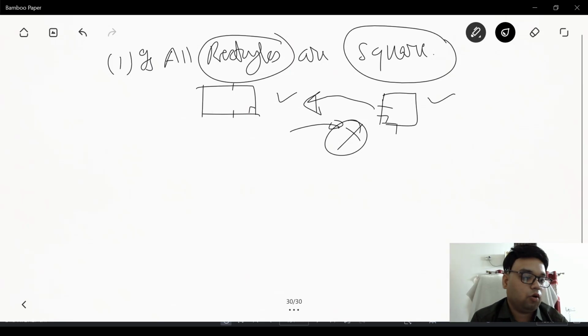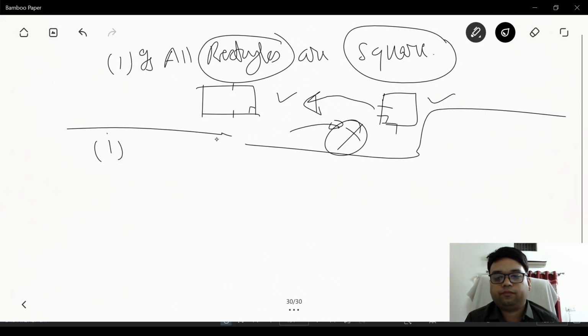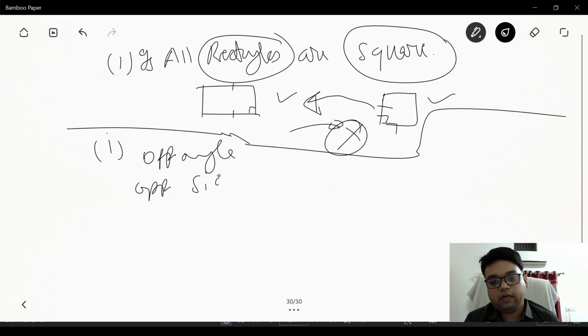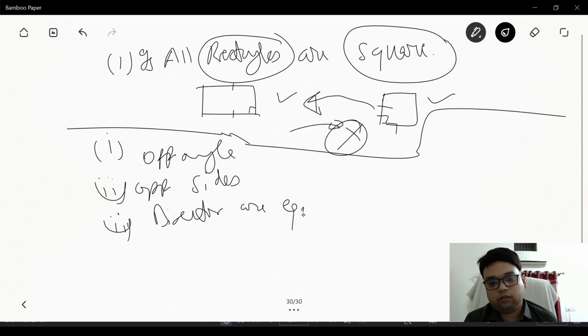Now going to the next question: all rhombuses are parallelograms. Is it true that all rhombuses are parallelograms? What are the properties of a parallelogram? As I explained in the first question, opposite angles are equal, opposite sides are equal, and diagonals bisect each other. And which property did I use in the first question? Let us see the previous slide to remember.